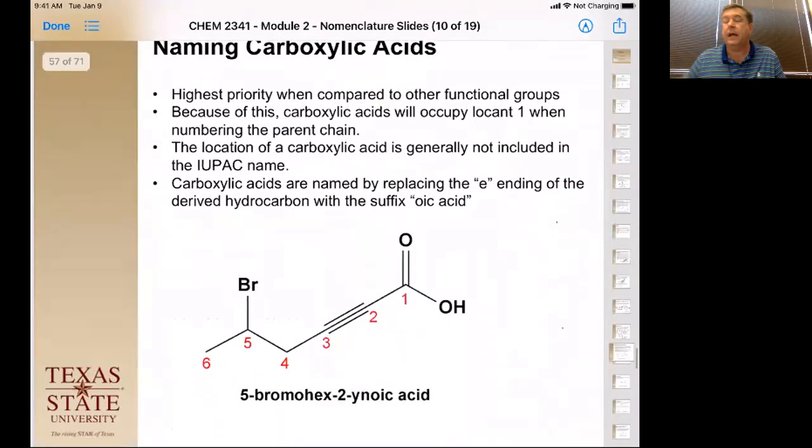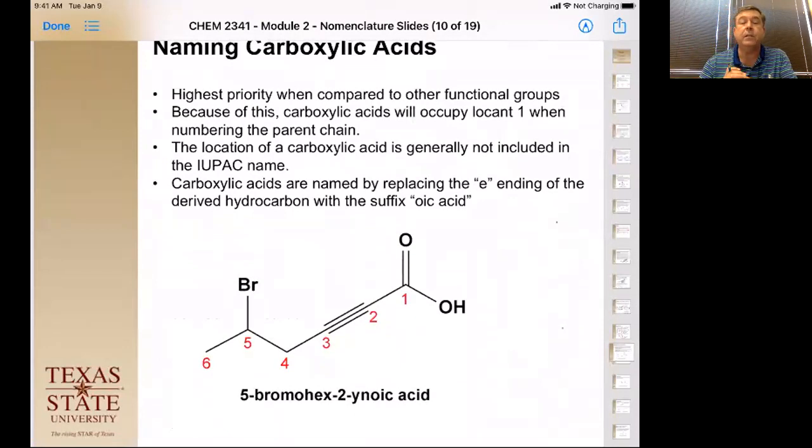Carboxylic acids are the highest priority. So anytime you see a carboxylic acid, you're going to have that "oic acid" or that "oic acid derivative" name on them. If it's a carboxylic acid like this, that is the highest priority. It takes priority over all the other functional groups that are similar, that are made out of carboxylic acid derivatives.